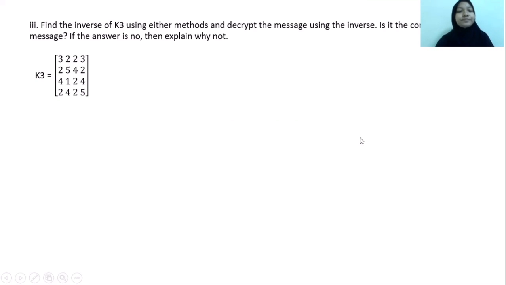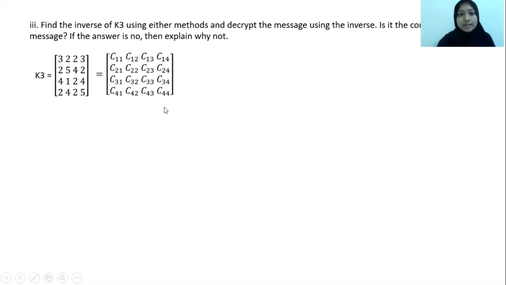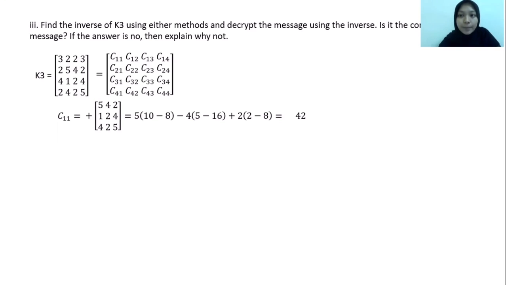All right, next, we know that this 4 by 4 matrix is equal to these cofactors. No, it's not equal, but here I put it to tell you that this is C11, C12, C13, C14. I just want to tell you what each of these is. Why do I want to tell you this? Because the next step of finding the inverse of K3, we need to find the transpose of the cofactor matrix. So we have to find the cofactors first. How do we find the cofactor? It is the same way as we did in the adjoint method.